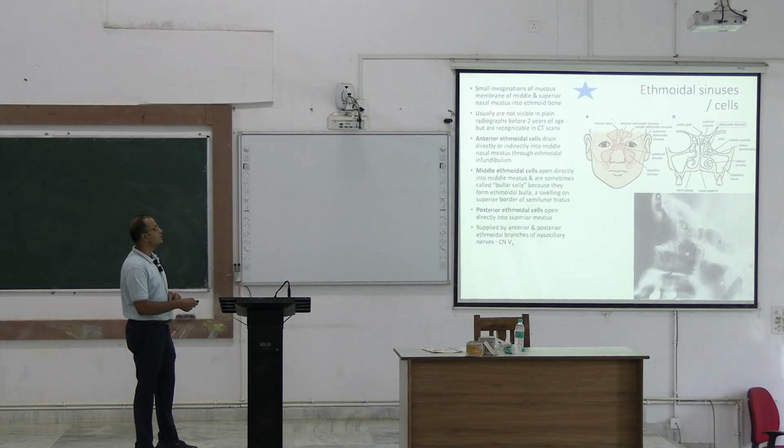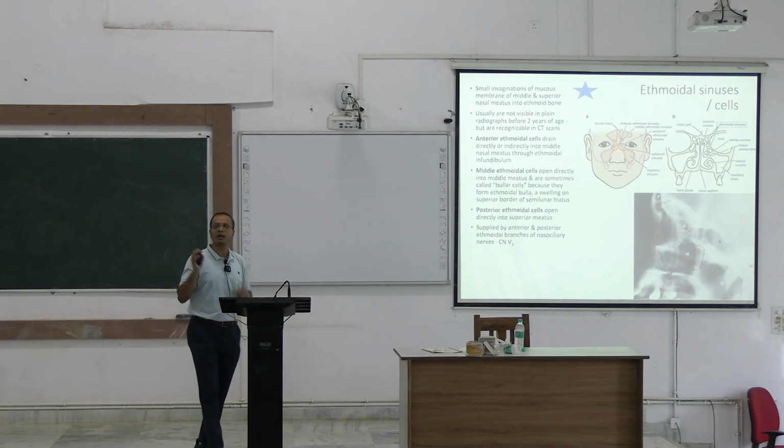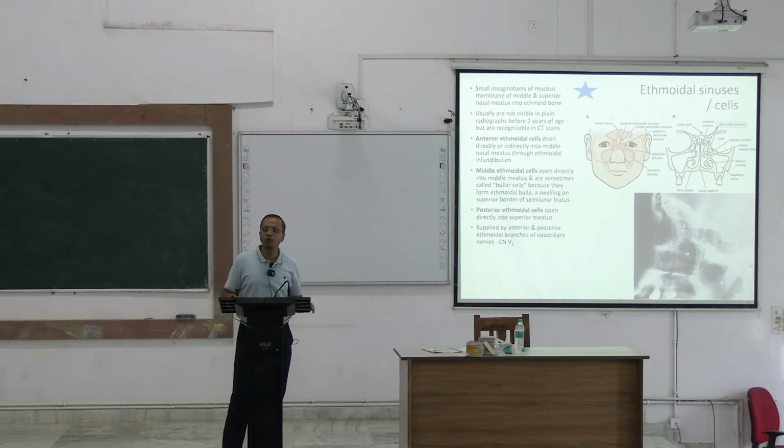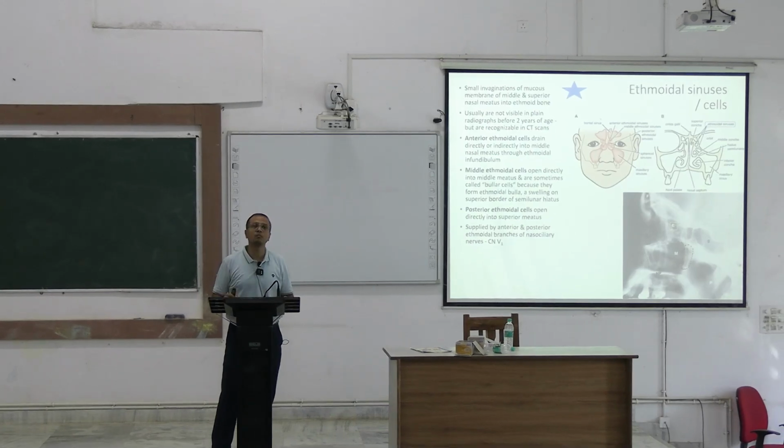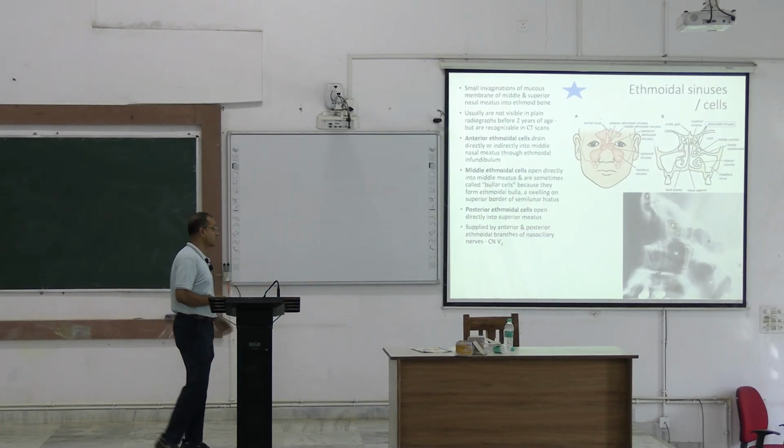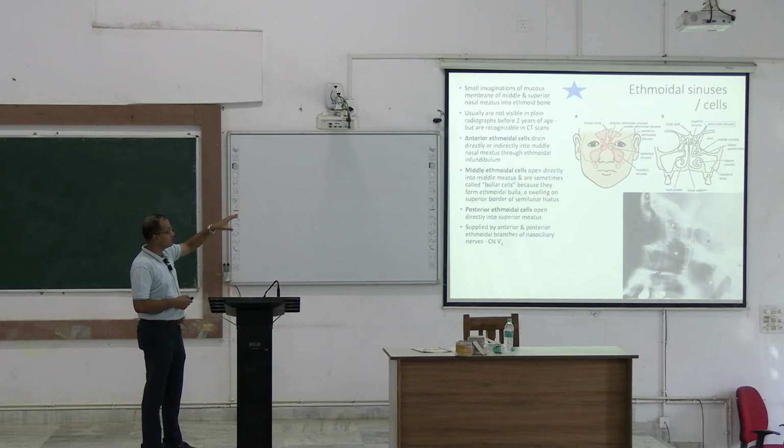Coming to the other sinus, we call it the ethmoidal sinus. They are basically a bunch of grape-like structures. Small grape-looking structures which are invading or hollowing a bone. We call this bone the ethmoid. These sinuses lie in three different directions. We call them anterior, middle and posterior ethmoidal sinuses. They open differently. The posterior one opens into the superior meatus. The middle one and the anterior one open into the middle meatus. So the middle meatus and the superior meatus are basically draining this ethmoidal sinus.